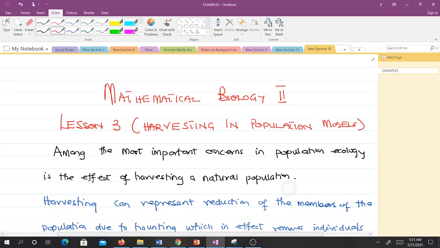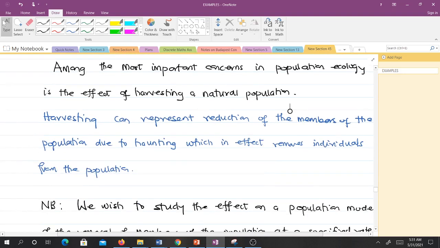So let's take some introduction. Among the most important concerns in biology, in population ecology, is the effect of harvesting a natural population. When we have a natural population and we want to harvest some, for instance, when we have fishes, we do harvest some, right? When you have a poultry farm, we do take some out of it by selling it or doing a lot of things to it. So we want to study the effects of doing these things in the natural population.